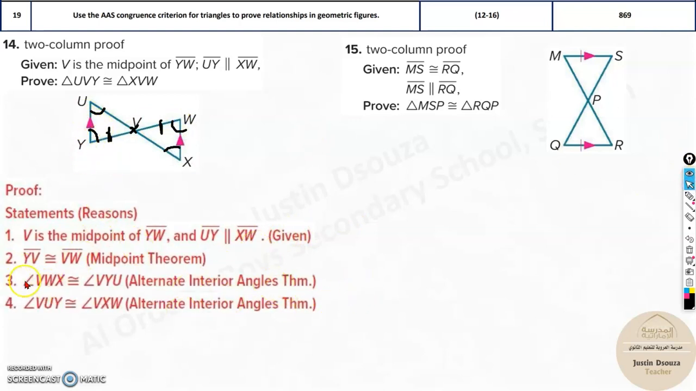So in this, it's written in detail because you have to write VYU will be congruent to VWX. The thing is, it's not written as I'm telling you. It might be written the other way, but the main thing is the concept is the same. So you can either write UYV or VYU. You can write it either way, it's the same thing until and unless you write it properly. So that's it.